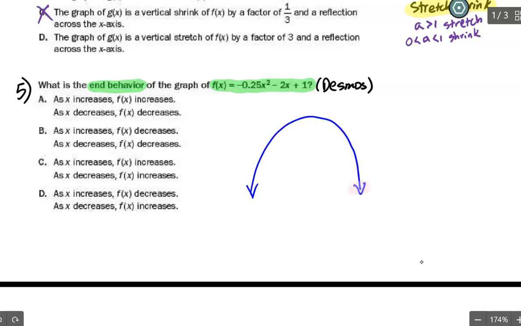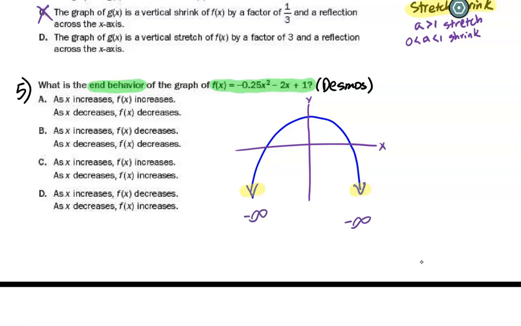End behavior just wants to know what's happening at the ends. Don't forget, you have your x and y axis. These are both pointing down. So what does that mean? Down means negative infinity, and up is positive infinity. So which one of these answers can it possibly be?